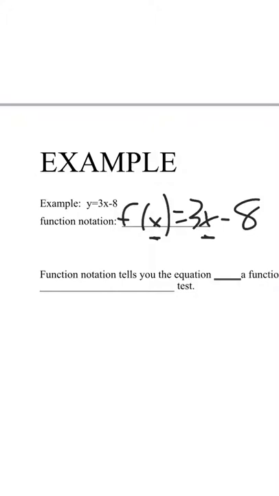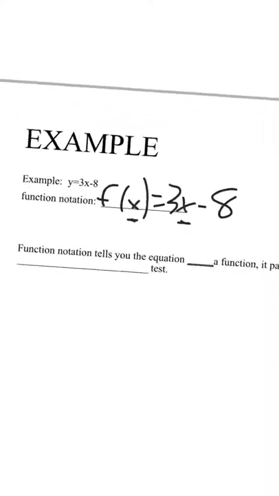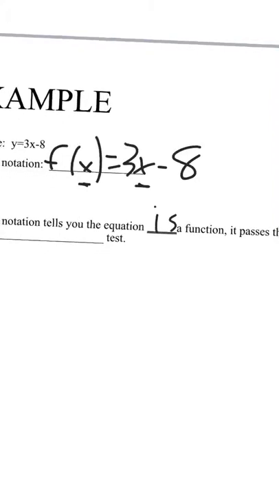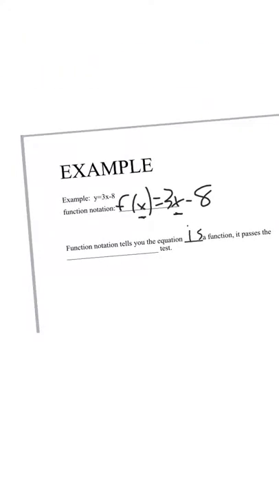And just like I said last slide, function notation tells you that the equation is a function, and it passes the vertical line test. It passes the vertical line test for the graph that goes along with that equation, 3x minus 8. That's all function notation is, it just tells you it is a function.